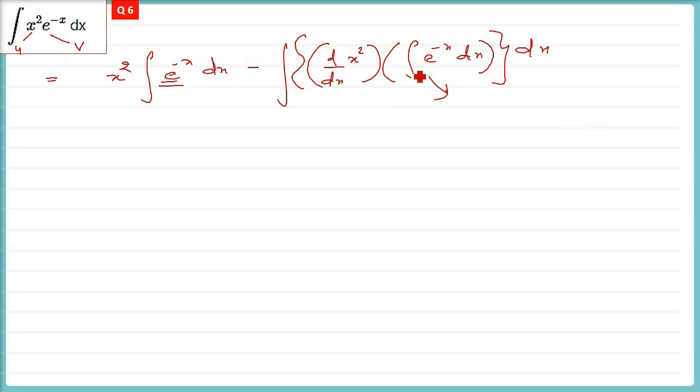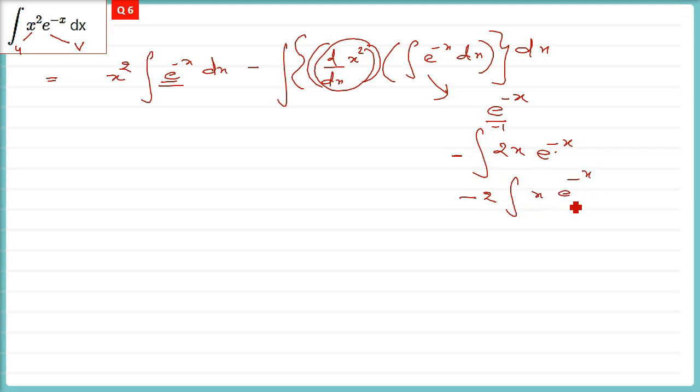So the integration of e raised minus x will be e raised minus x divided by minus 1, that will be minus e raised minus x, because e raised to anything stays that thing only. But then we have to differentiate the negative x. Differentiation of negative x will give you negative 1, and that has to be divided. So e raised minus x divided by minus 1 will be minus e raised minus x. Differentiation of x square will be 2x, so 2x e raised minus x, negative times negative. So minus 2 we are taking common, x e raised minus x will come.